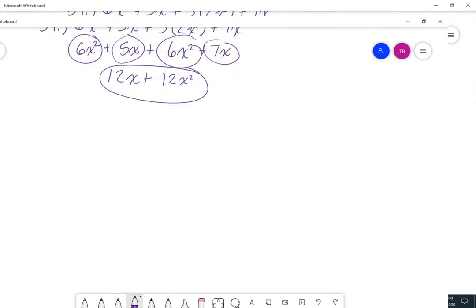Number 61, it says to name the property used in each expression and find the value for n. You do not have to name the property for number 63 because we didn't cover that property. But for 61 we will. We have 1 times n equals 64. So n is going to equal 64 because it's the only thing times 1 that will give us that. And it is the multiplicative identity.